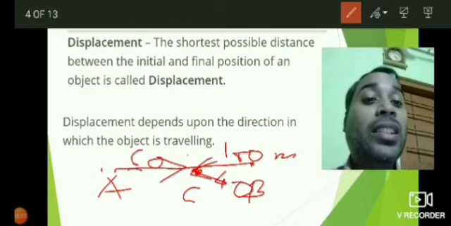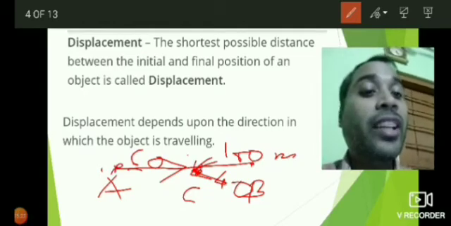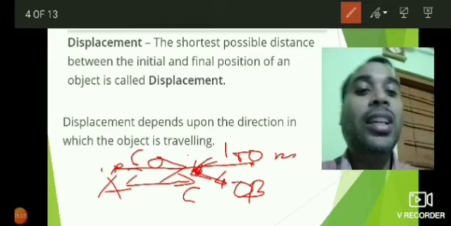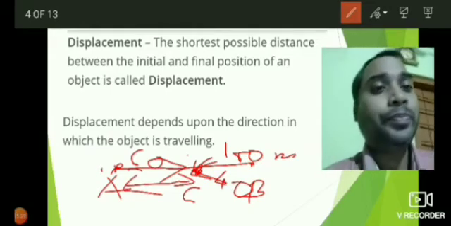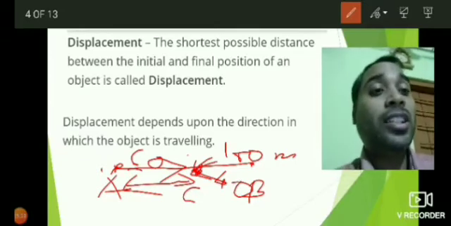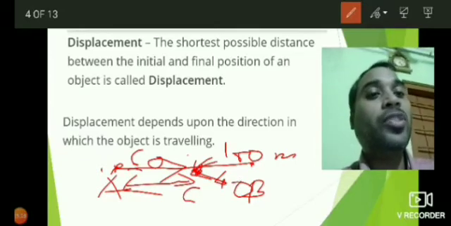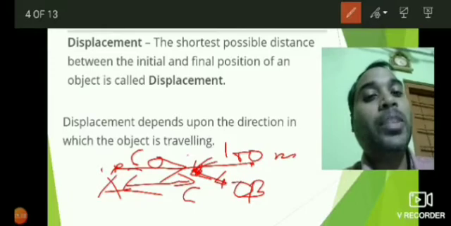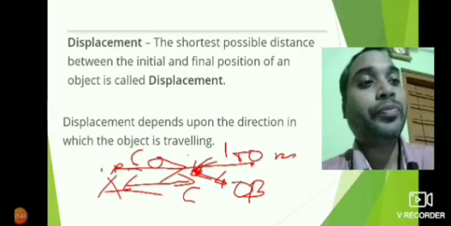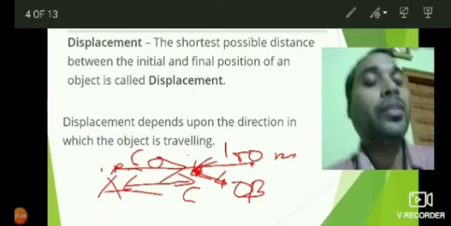So we are considering only the initial position and the final position. The shortest distance between the initial and final is your displacement. Hence we can say the shortest possible distance between initial position and final position is your displacement, and therefore it also depends upon direction. So this is how we can calculate displacement.